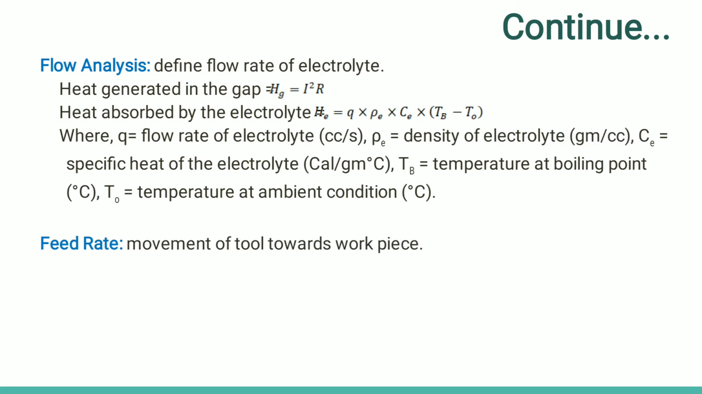Next is the feed rate. The feed rate is the movement of the tool, which we use to maintain a constant gap. As the constant gap is created, material starts removing from the workpiece surface. If material is removed, the gap increases again. So we give a feed to the tool so that it moves towards the workpiece. The feed rate is directly proportional to, equal to, the MRR upon the surface area, that is, the gap area.